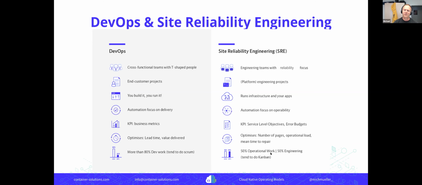So that's their optimization. Usually something like value stream mapping and stuff like this happens in the DevOps team. On the SRE team, number of pages, operational load, mean time to repair, all of this, that's basically the SRE team. Then the DevOps team usually develops 80% of their time, it's development, and usually they tend to do Scrum. The SRE team, 50% is operational work, 50% is pure engineering improvement, things like this, usually Kanban.